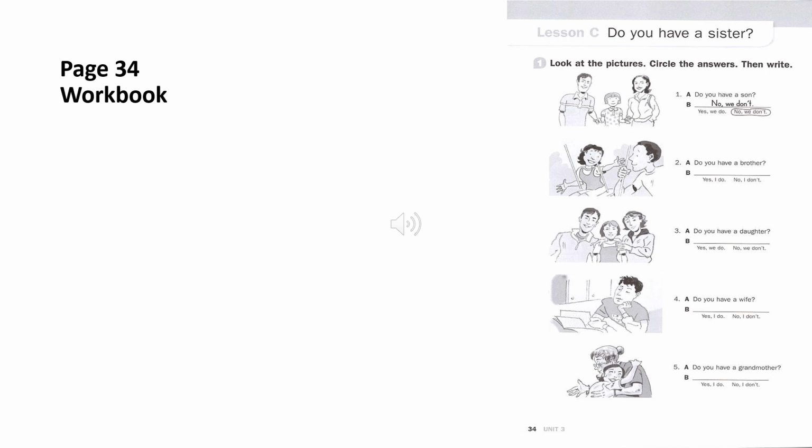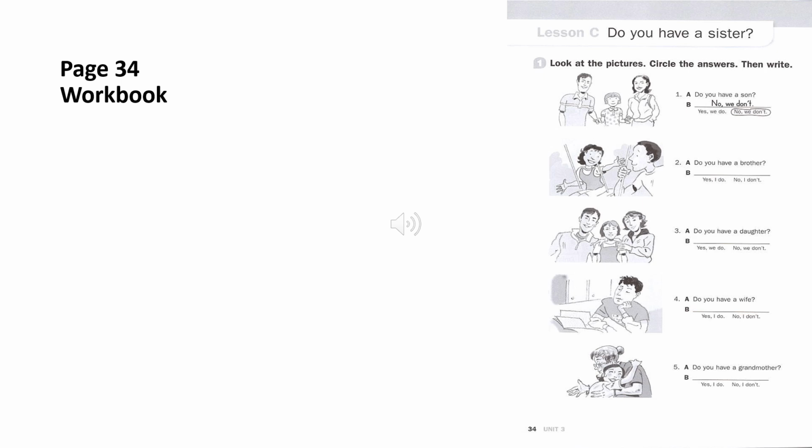Now let's go to page 34 in the workbook. Page 34 in the workbook. You're going to be asked questions like, look at this, number 1, do you have a son? So I have to look at the picture. It's a mother and a father and a little girl. So, no, we don't. Do you have a son? No, we don't, because they have a daughter.